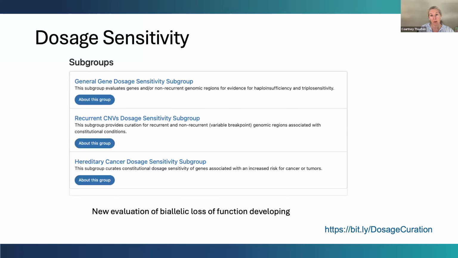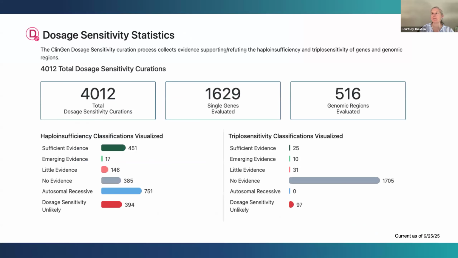They have 3 subgroups currently, and they are building a new one. They do look at general gene dosage sensitivity. They've looked at recurrent CNVs, and they've had a hereditary cancer dosage group. In the past, they've also had one, I believe, on neurodevelopmental disorders. They also are evaluating biallelic loss of function as a part of the dosage sensitivity. So it's a really new, interesting aspect that's coming into play for this specific curation activity.